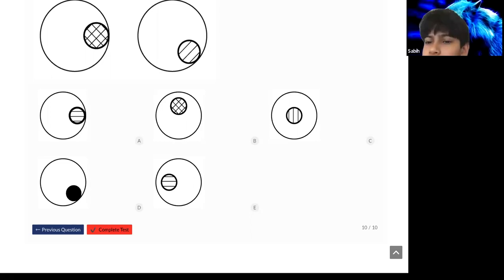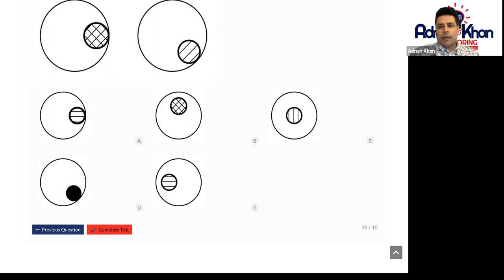Shaded means that it's got stripes. Yeah. So it has to touch the edge, so it can't be B, C, or E. And it has to have lines in it. And D doesn't have lines, so it's A. A is correct. Well done.